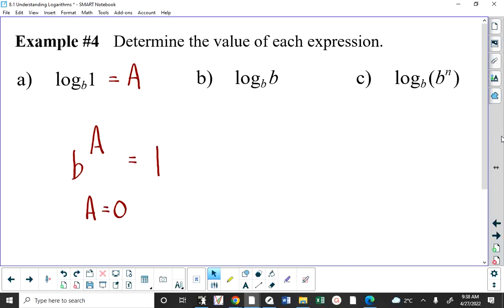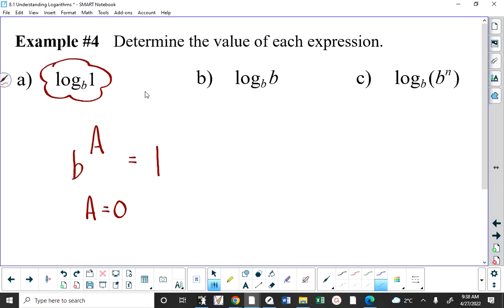Now, by the way, I said I was going to explain how you do this without saying equals A. Okay, so listen carefully. A logarithm is an exponent. Let me repeat that. A logarithm is an exponent. So this thing is an exponent. It is the exponent to which you raise b to get 1. I understand that this is essentially the same thing that we did there, but you're not actually introducing a variable.